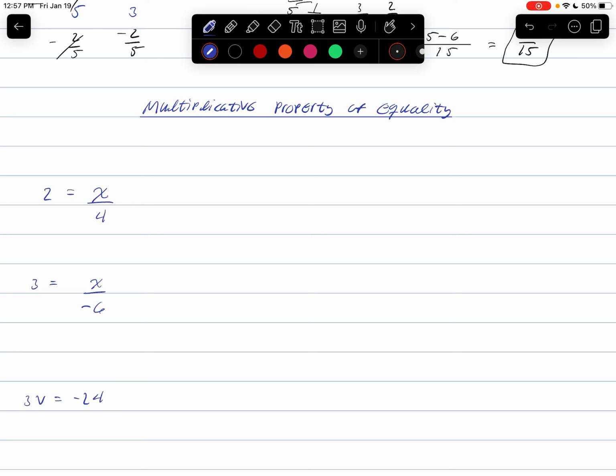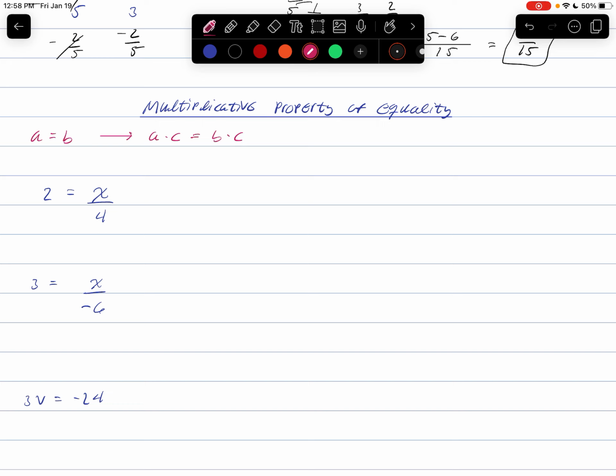So last time we talked about the additive property of equality. We also have the multiplicative property of equality. What this basically says is, if we have A is equal to B, where A and B are both real numbers, we will have A times C is equal to B times C.